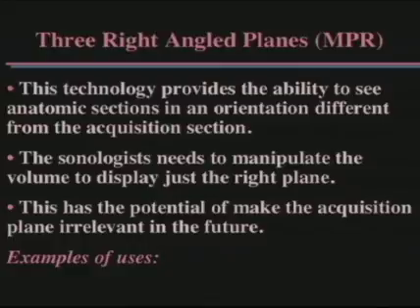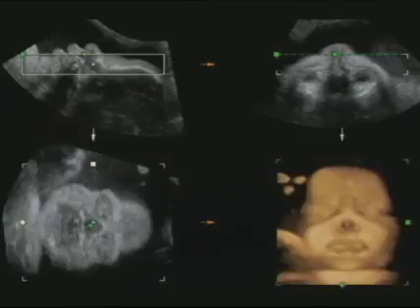All right, let's move on to another type of display, the three right-angled planes, the multiplanar reconstruction. This is a type of display that shows you three planes that are at right angles to each other, and it enables us to manipulate the planes to get just the right slice. And that slice can actually be completely reconstructed. This type of imaging gives us the opportunity to make the acquisition plane irrelevant and to be able to display any slice at all that we want.